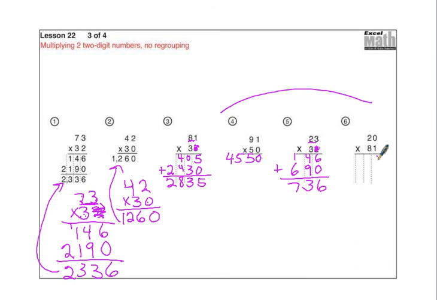0 times 1 is 0. 2 times 1 is 2. 20 times 1, that's 20. That makes sense. Okay, we're done with that. We need a 0 for the placeholder. 0 times 8 is 0. 2 times 8 is 16. We add together our answers and we get 1,620.